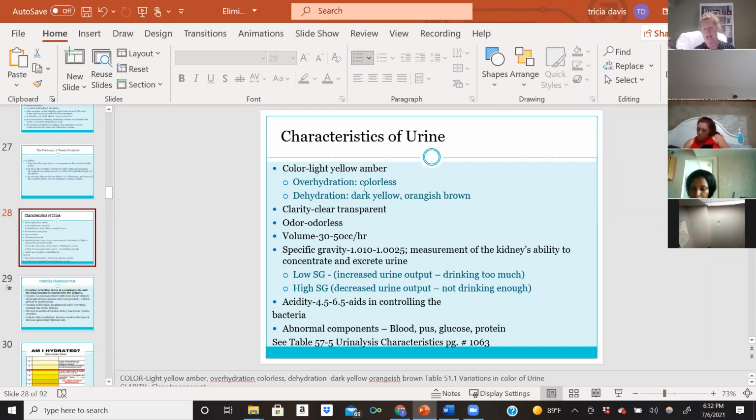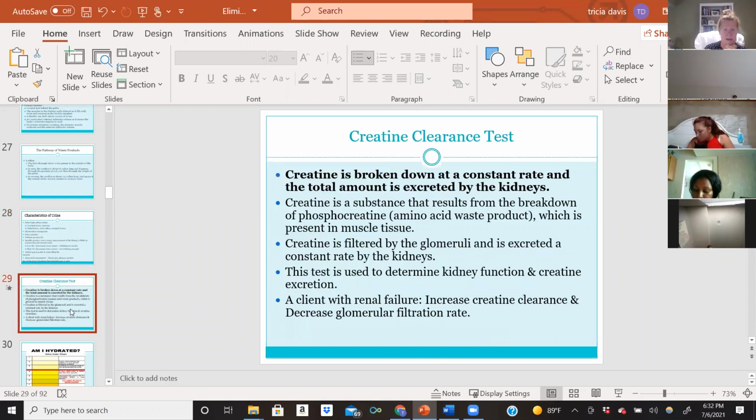If you have a urinary tract infection, you might test positive for pus and white blood cells in the urine. We can see glucose in the urine and protein as well. You can take a look in your book. Table 57-5 talks about the characteristics of a urinalysis. It's on page 1063.